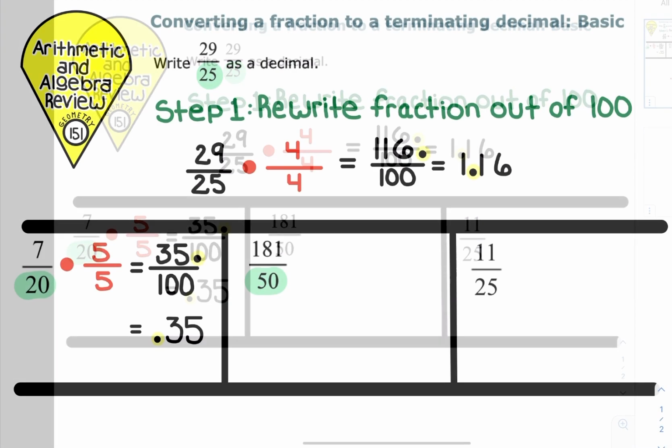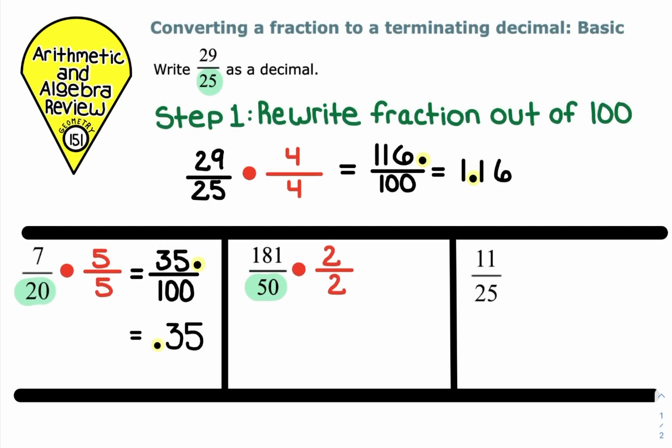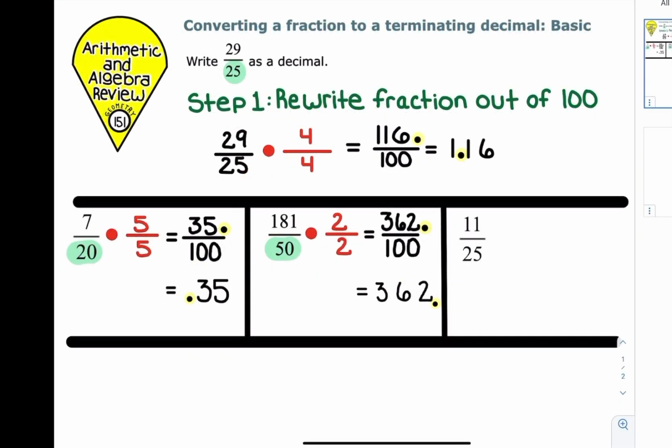How about 181 over 50? To change 50 to be 100, we want to multiply by 2. So multiplying by 2 over 2, multiply across. That decimal on 362 is at the end. So to divide by 100, let's move that decimal 2 places to the left. Our final answer is 3.62.